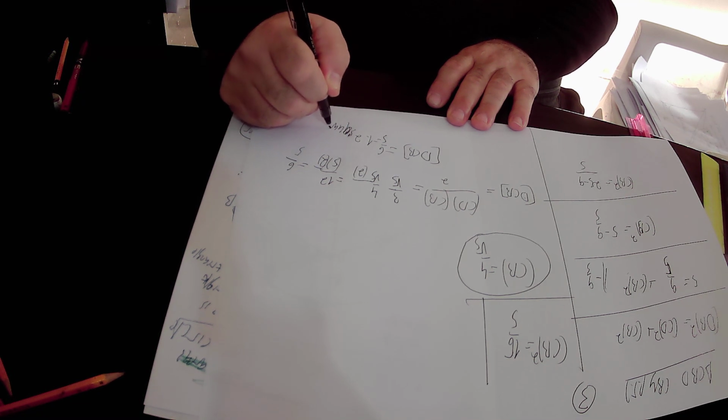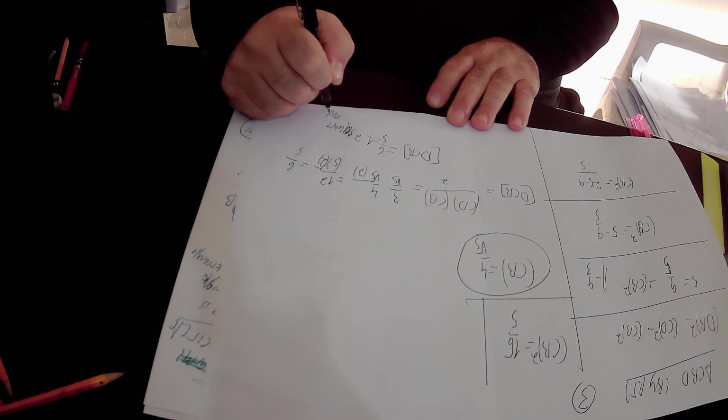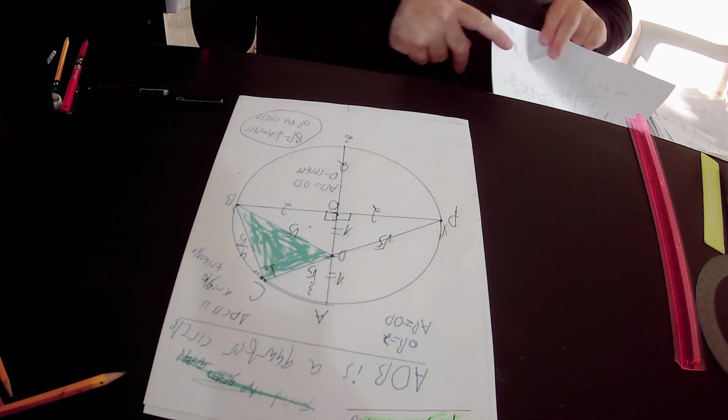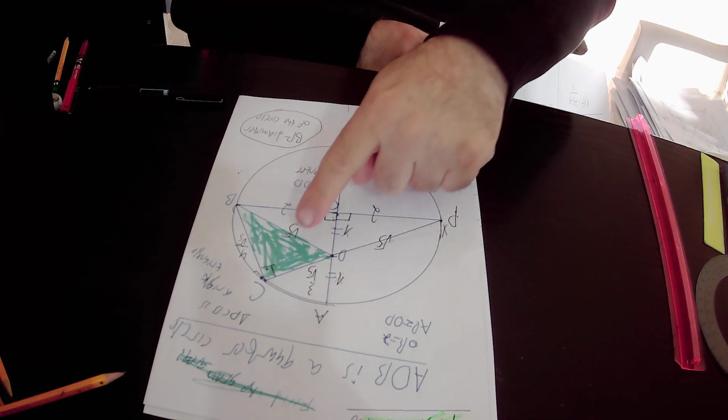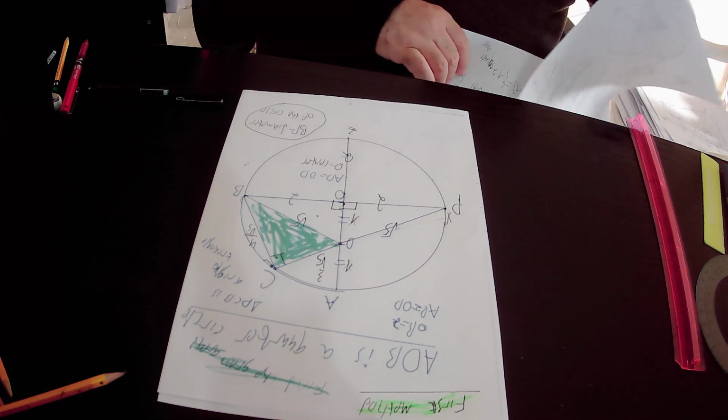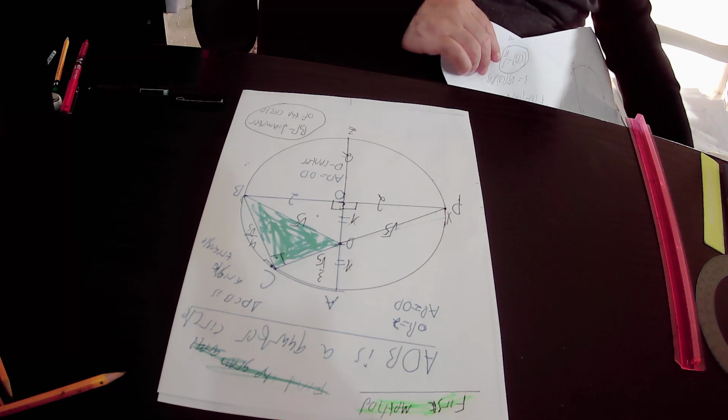Okay? So we finished the first method. In the next step I will present to you how to find the area of this blue right triangle DCB according to the second method. Okay?